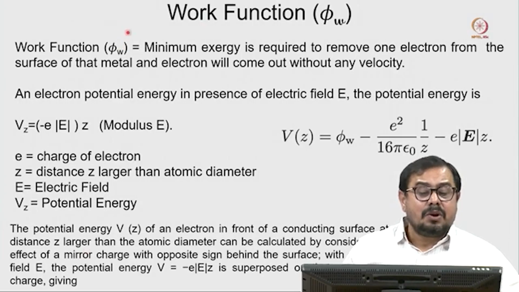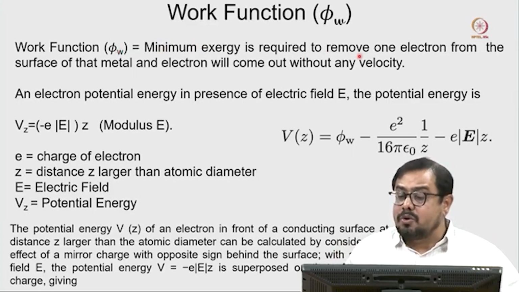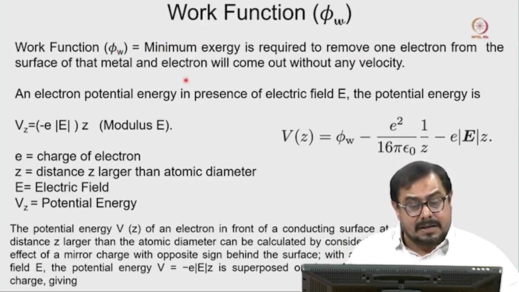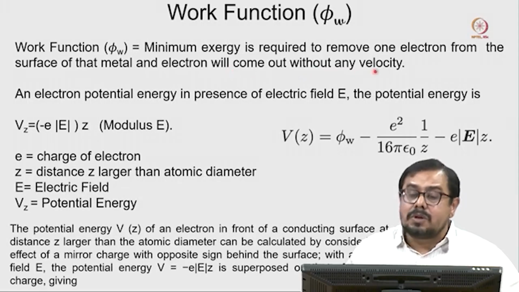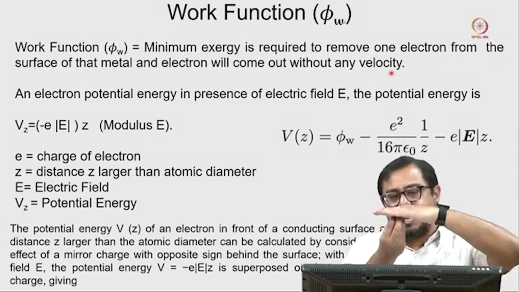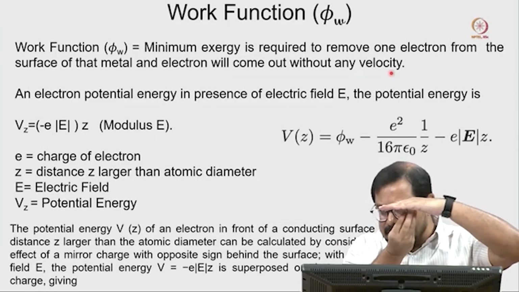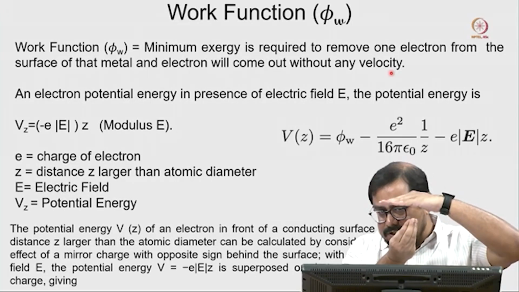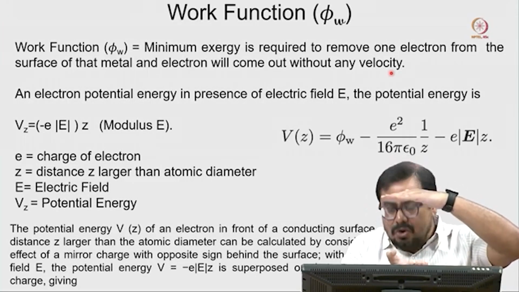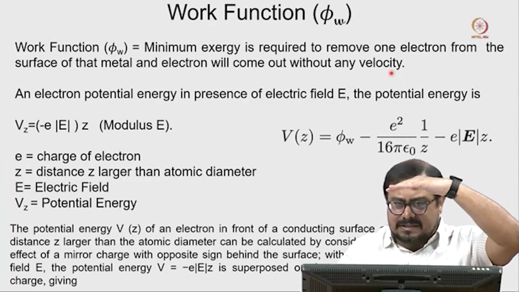The work function is denoted by the symbol phi W. A minimum energy is required to remove an electron from the surface of the metal, and the electron will come out without any velocity. As I mentioned, when there is a metal and we give some energy, the electron will come out. The electron will not go back to the metal because it has sufficient energy, but its velocity will be zero. Now, we have an anode which will pull this electron towards the other lens system.